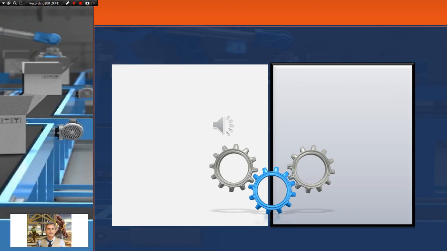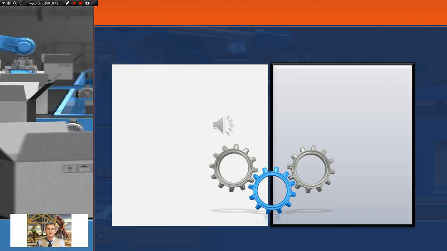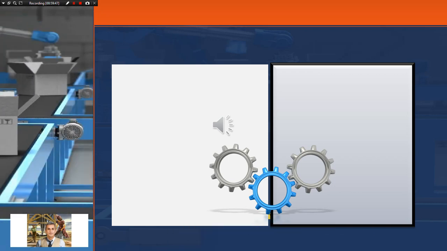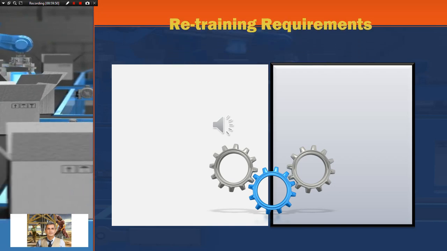Here is when the need to retrain employees is mandated: when the employee is assigned to a new machine or operation, and whenever worker deficiencies are discovered.